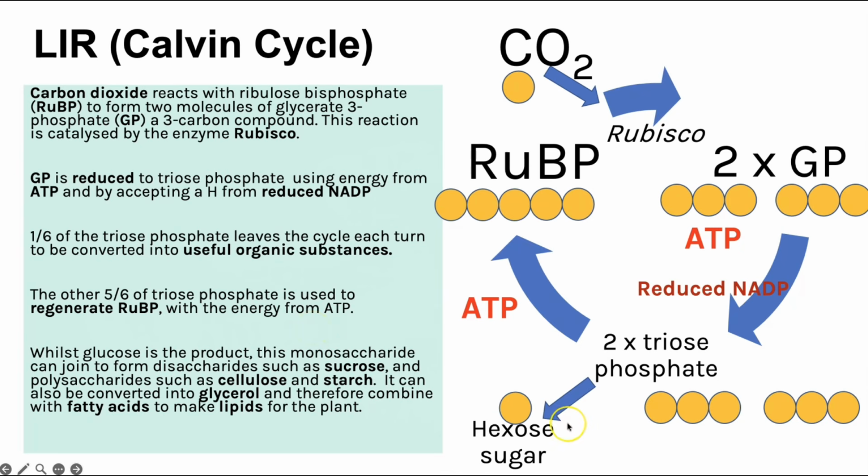Now, those hexose sugars or organic substances that are made, whilst glucose is the main product in terms of those hexose sugars, that monosaccharide can join to form disaccharides in the plant, such as sucrose, and polysaccharides such as cellulose to make the plant cell walls, and starch as a storage of that glucose. It can also be converted into glycerol and therefore combined with fatty acids to help make lipids, and it can also be combined with nitrates to make amino acids and therefore proteins in the plant.